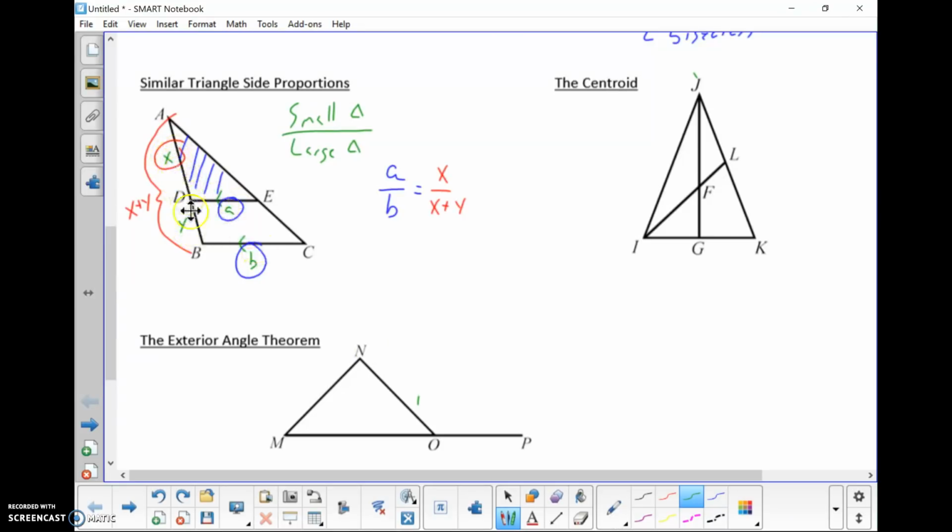X over Y is something called side splitter, and it actually does work if you're doing this over this, because that's also a side that's being split. But for safety, just focus mostly on small triangle over large triangle, and you can never go wrong with that.